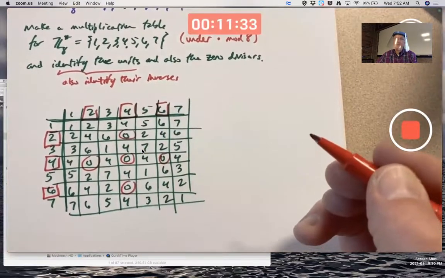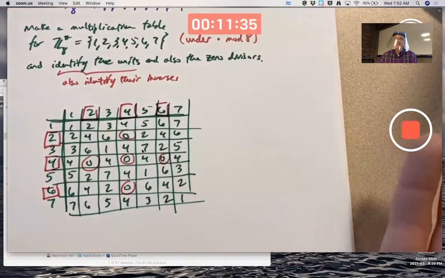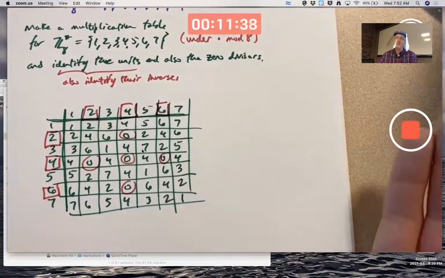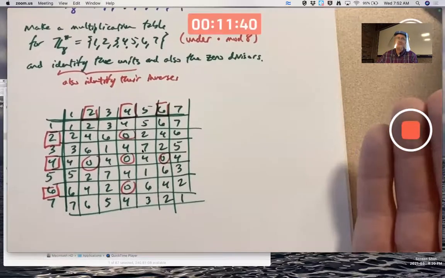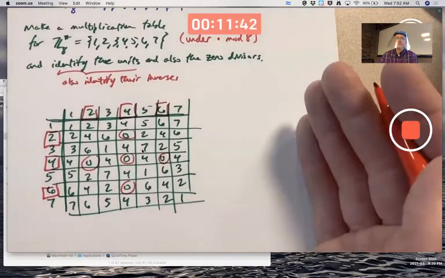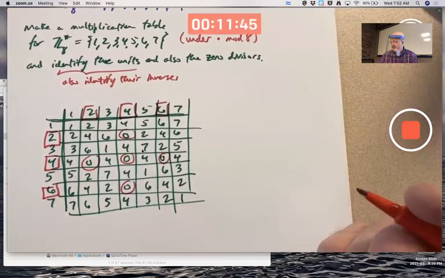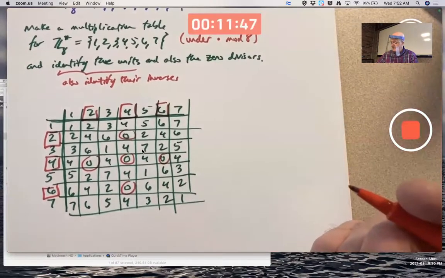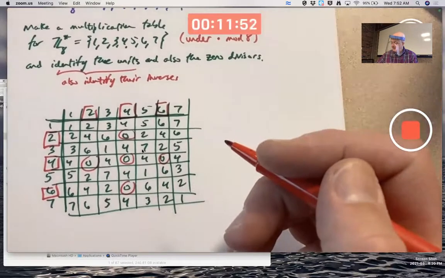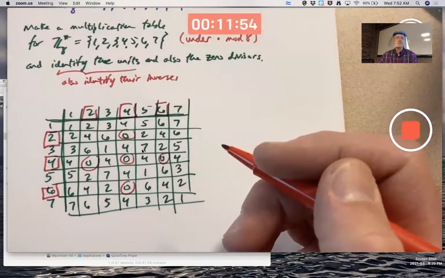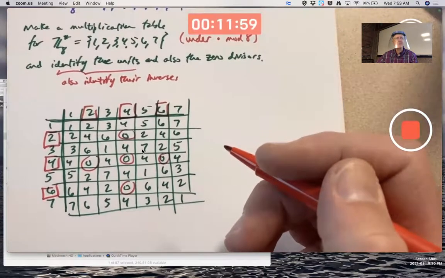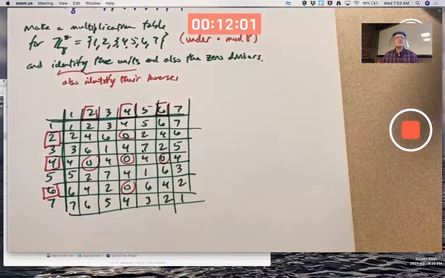Zero is never a zero divisor because, well, it's a special case. We say zero divisors are non-zero elements so that there's some other element such that the product is 0. So those are the zero divisors, 2, 4, and 6. And the other elements are not zero divisors. Are they all units? Are the non-zero divisor elements all units? Yep, I see people nodding, yes. They are all units.